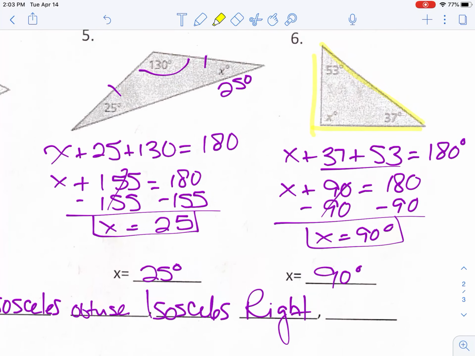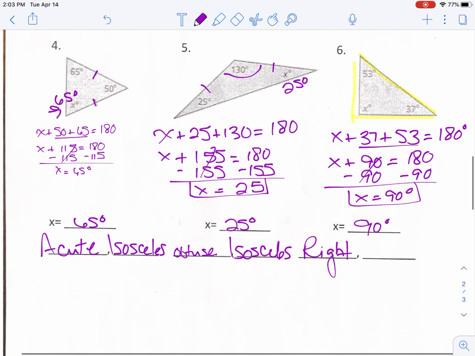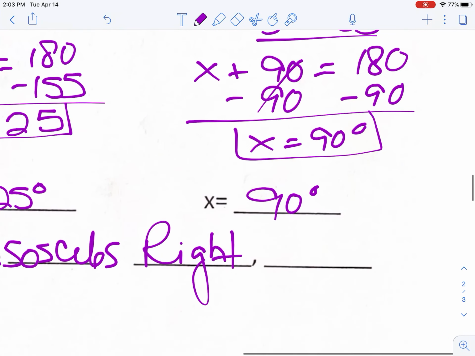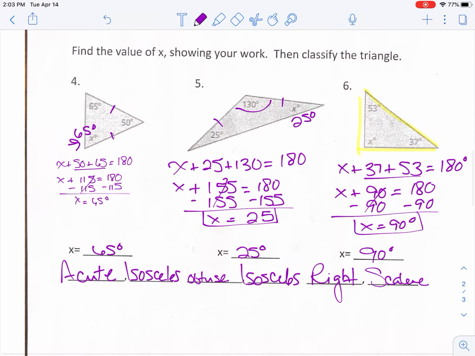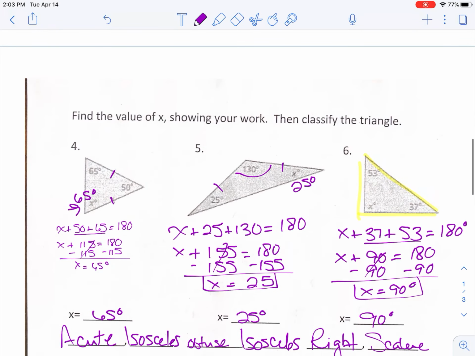And then I don't see any tick marks along the outside, which means they're all 3 different lengths. So we're going to call this a scalene triangle.